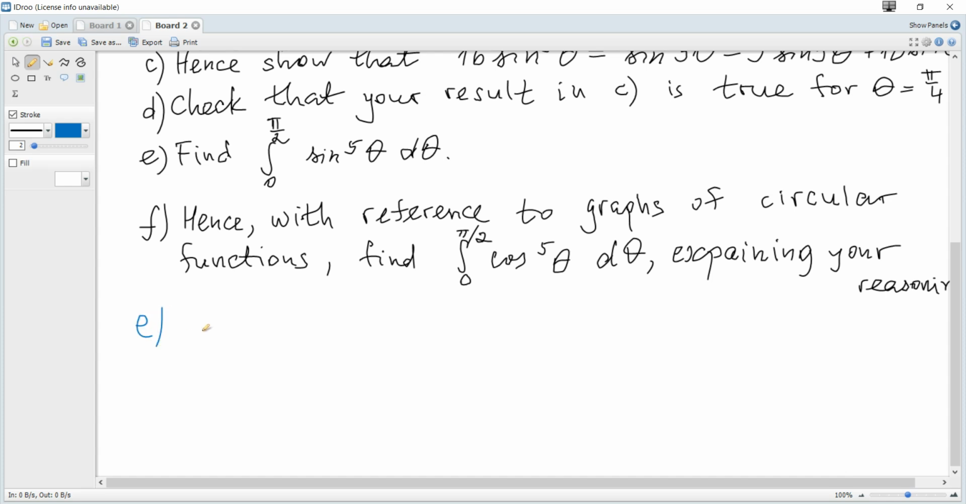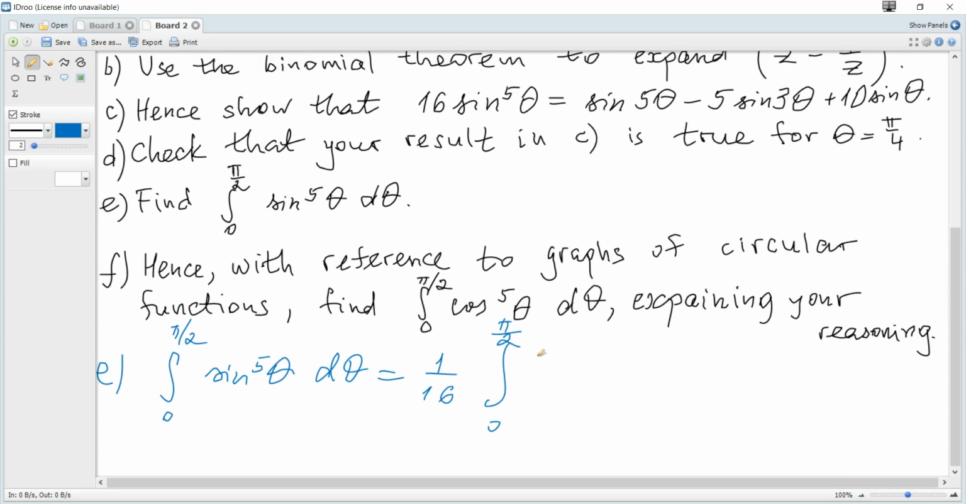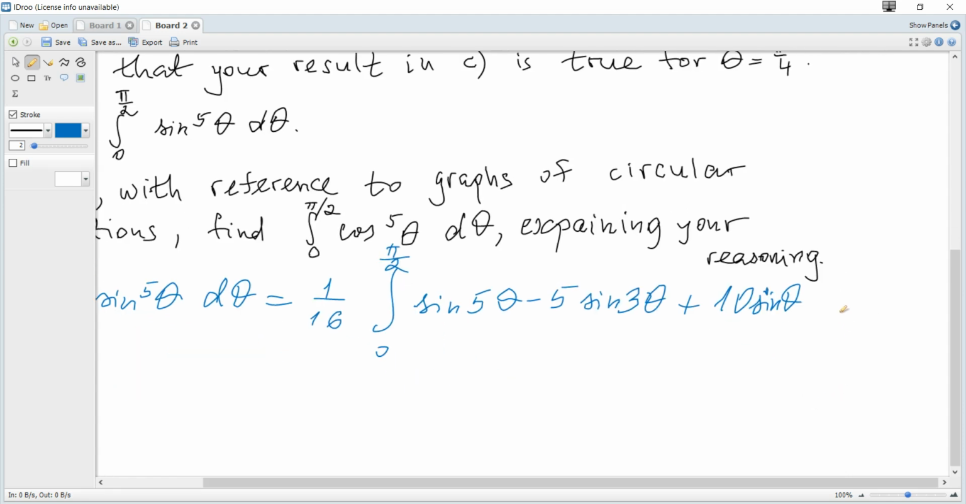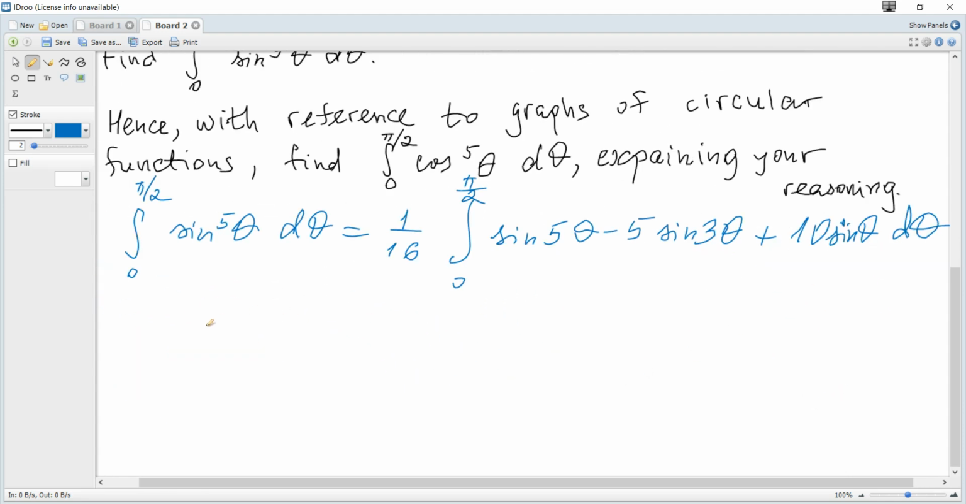Okay, so it becomes the integral from 0 to 2 pi of sine to the power of 5 of theta d theta, which becomes 1 over 16 times the integral from 0 to 2 pi over 2 of sine of 5 theta minus 5 sine of 3 theta plus 10 sine of theta d theta, and is equal to 1 over 16 times the integral of sine. What is it? It's negative.